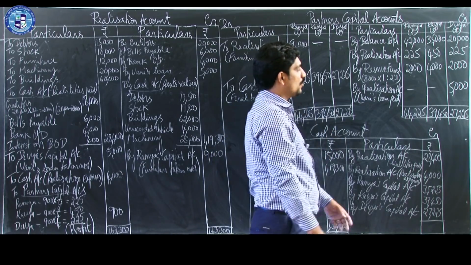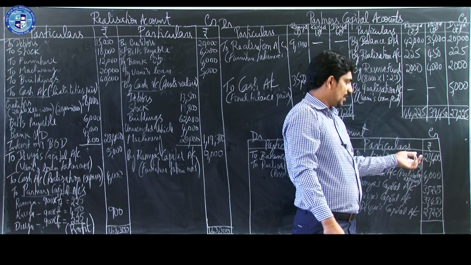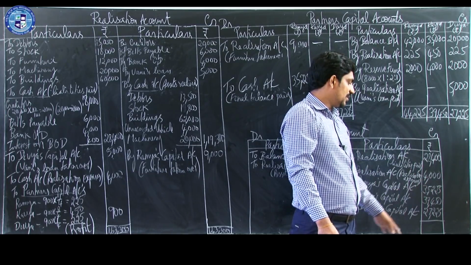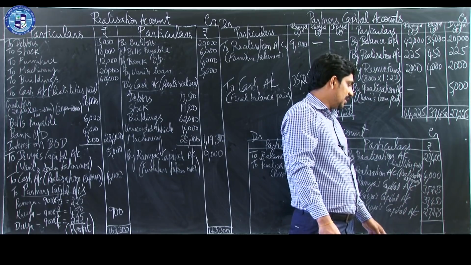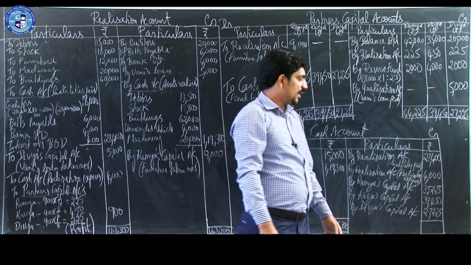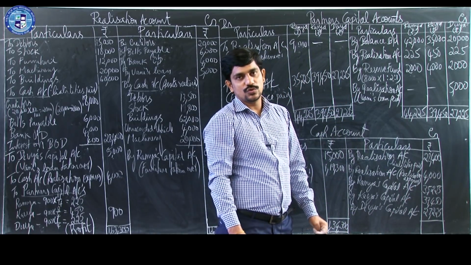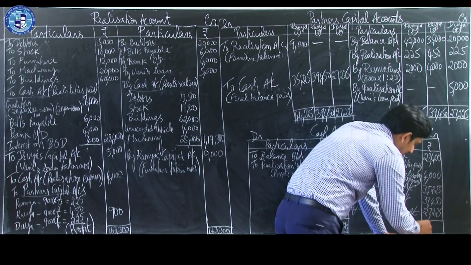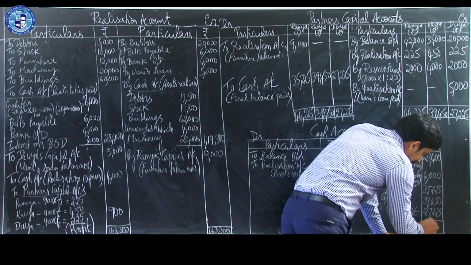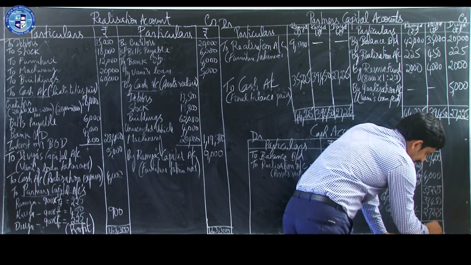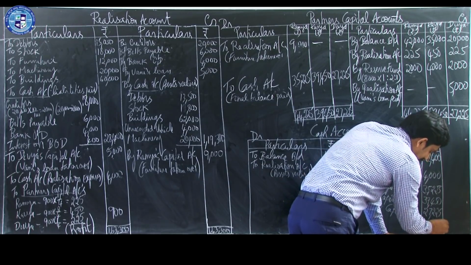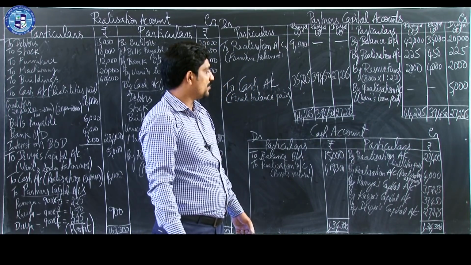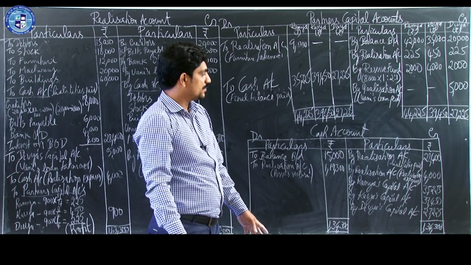1,34,300. Now total the credit side: 28,400 plus 4,000 plus 35,225 plus 39,450 plus 27,225. So how much will you get? 1,34,300. So on both sides you will get the same total. That means your problem is correct.